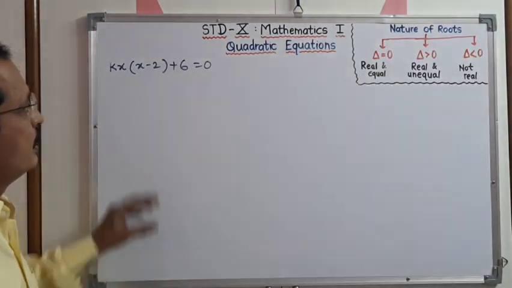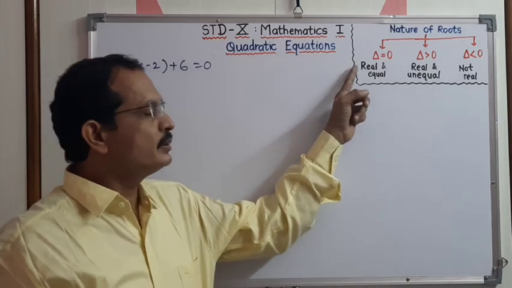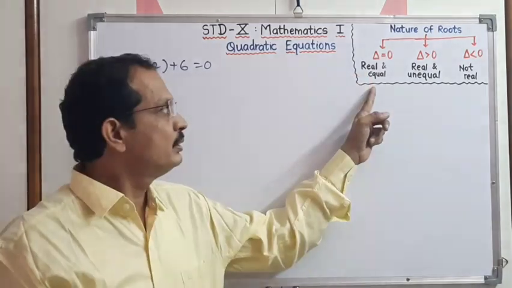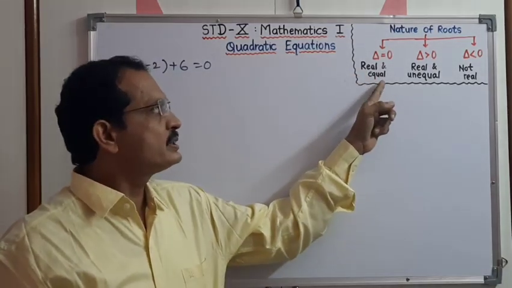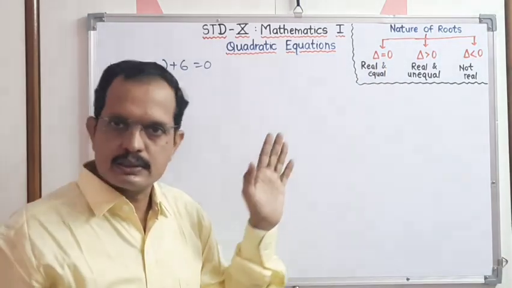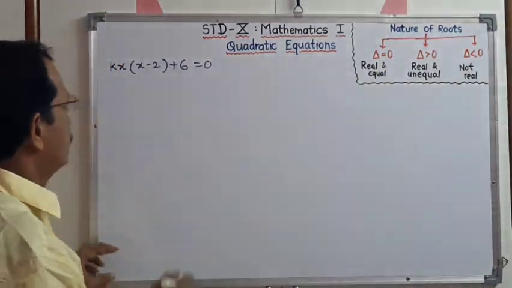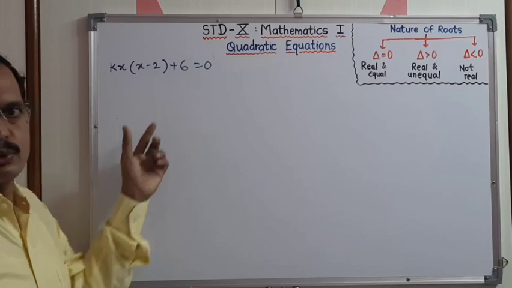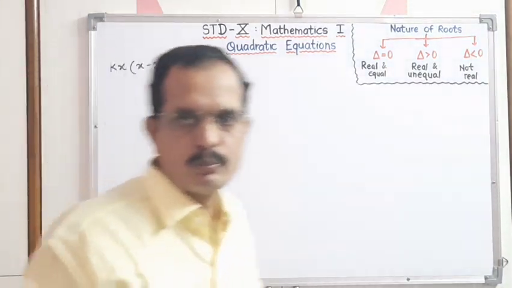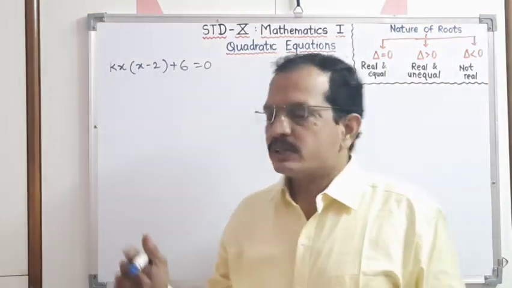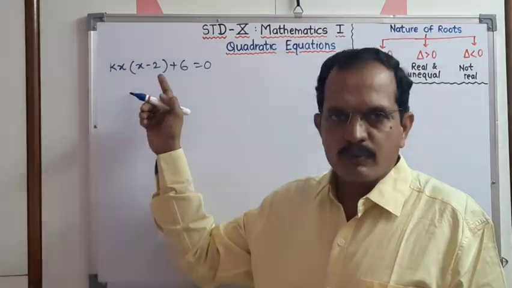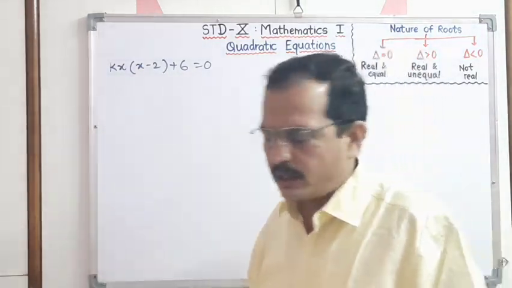Dear student, roots are real and equal. That means delta is 0. The same condition we have to use here. For that purpose we have to compare this with the standard form. But the given equation is not in a standard form. Therefore first of all we have to write it in a standard form.